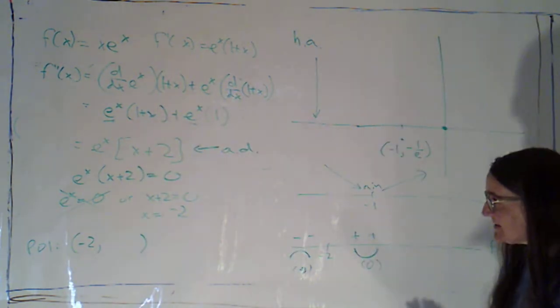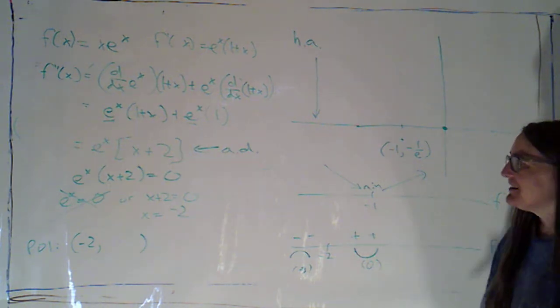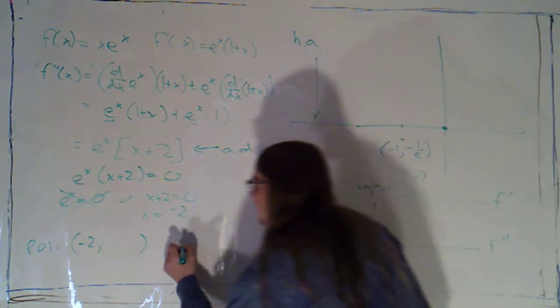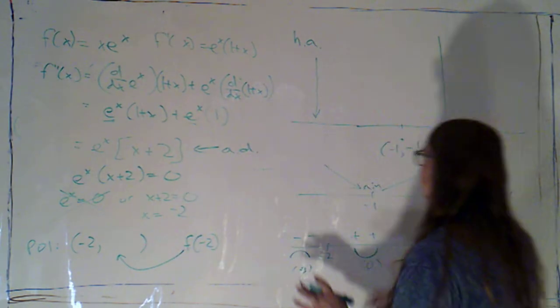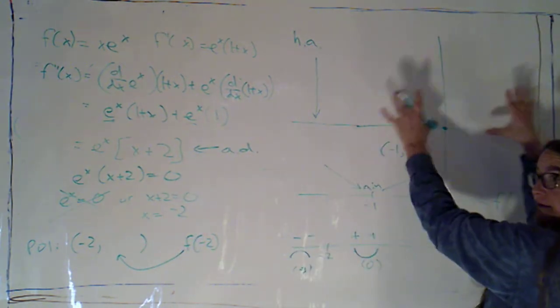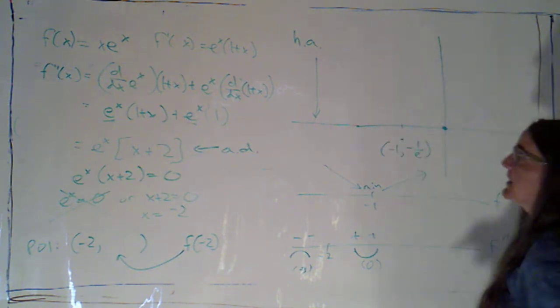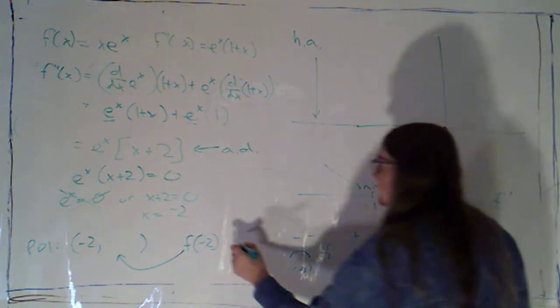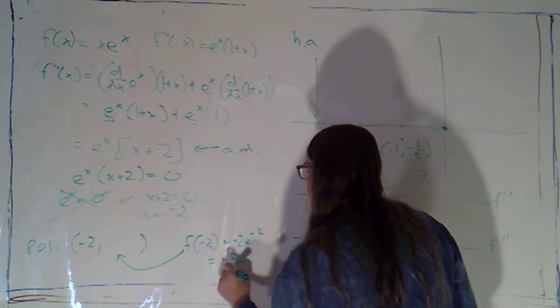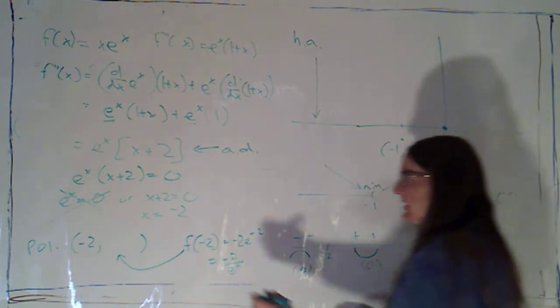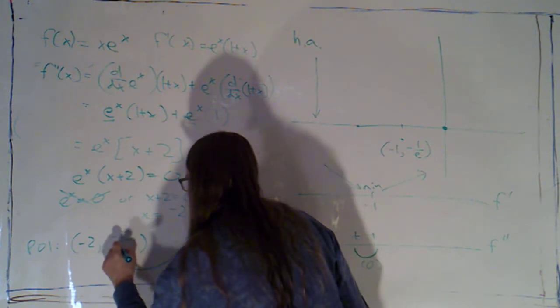But if that's a point, it has a y value as well. So I want to plug in, and what I'm going to do is calculate f of -2, because I want to add that to this graph, and this is the graph of f. Okay. So f of -2 would be -2e to the -2, or -2 over e squared. Okay. Now, I know that that's negative.